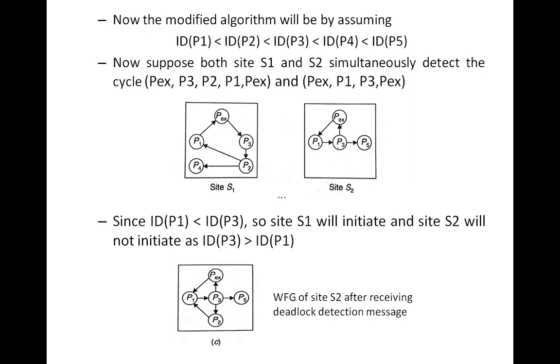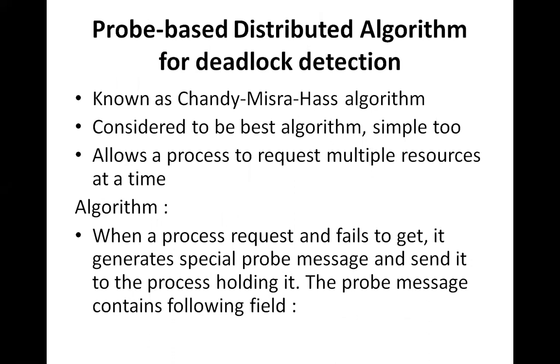Now the next algorithm is the probe based distributed algorithm. It is also known as the edge chasing algorithm. This probe based distributed algorithm for deadlock detection is basically known as the CMH algorithm, that is Chandy, Misra and Haas algorithm, and it is considered to be the best algorithm, and it is simple too.